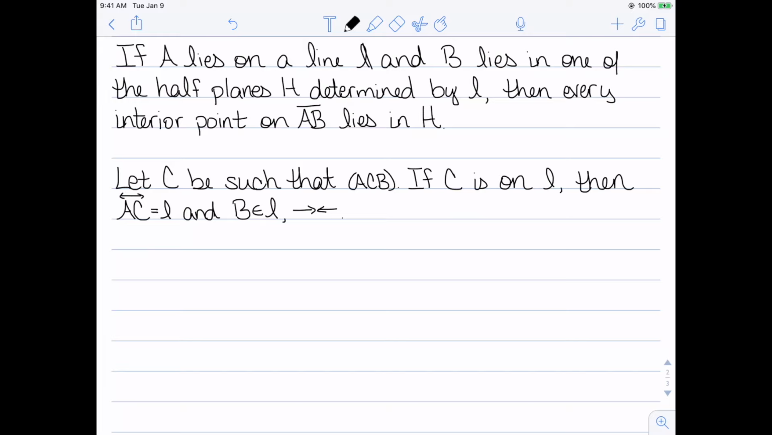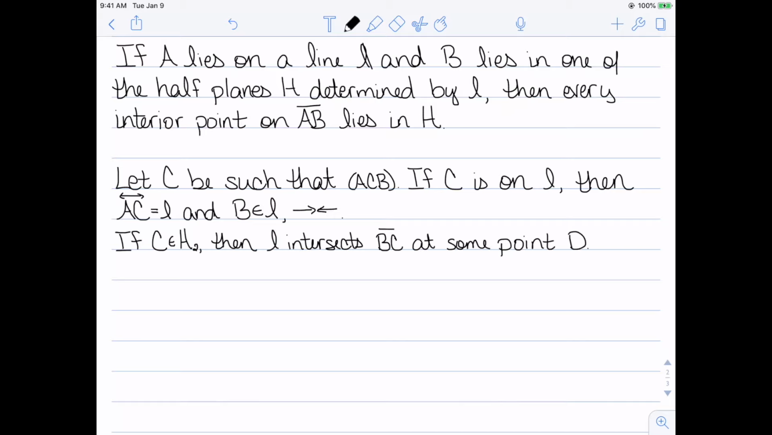Now we're going to assume it's in the other half plane. If C is in the other half plane, then our line L must intersect the segment BC at some point D. And this was given to us by our initial plane separation postulate. So we know that this must happen. If they have 2 points on opposite sides, then the segment between them has to intersect the line. And we'll say it intersects at point D. So now I know that I must have the betweenness relation ACDB. So that means it must be true that ADB.